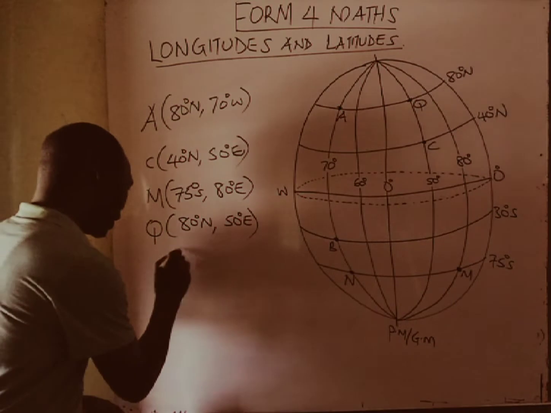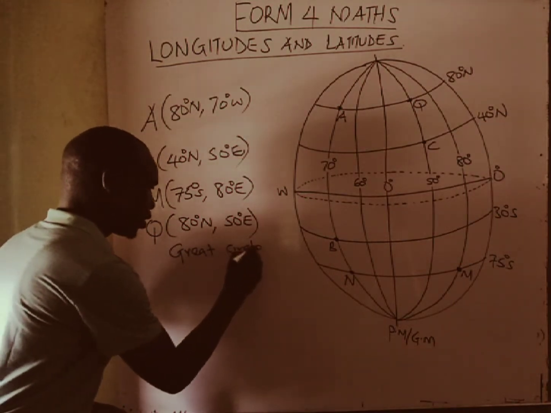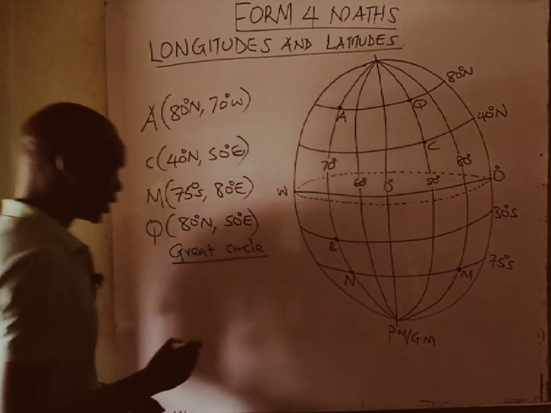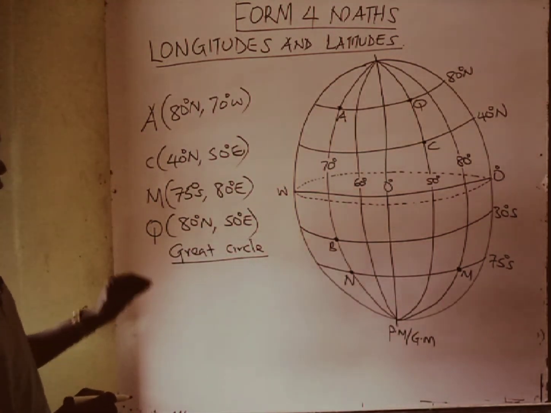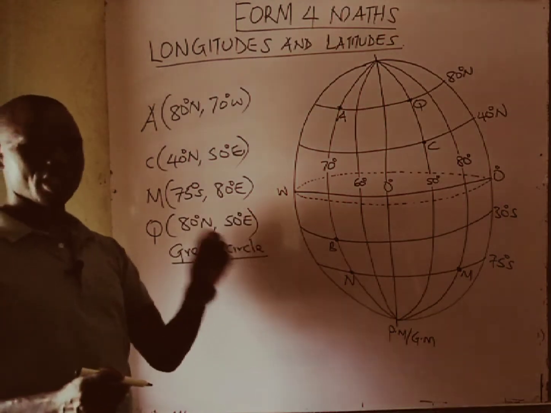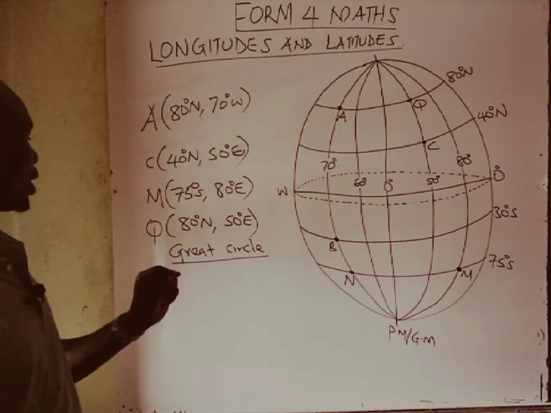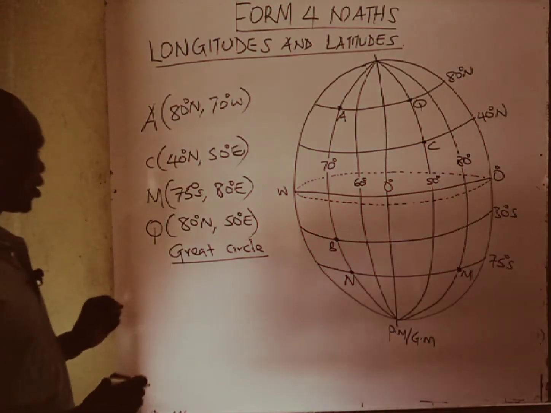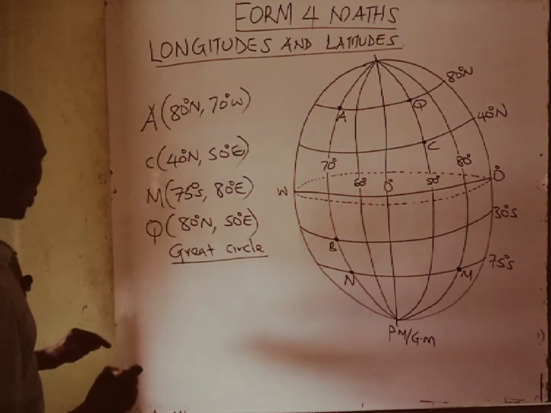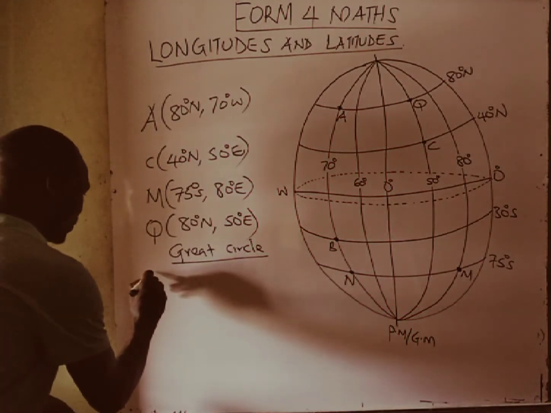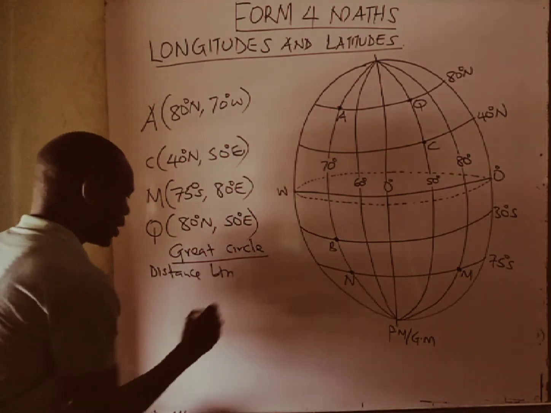That means anytime you want to calculate distance, you need to know if the 2 points are lying on a great circle. How do you know that 2 points lie on a great circle? Great circles are longitudes. So if they share longitudes, you should automatically know that those 2 points lie on a great circle.